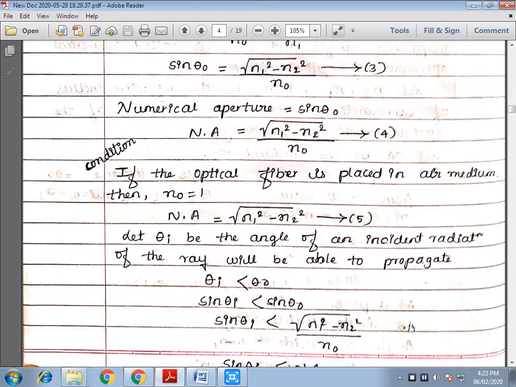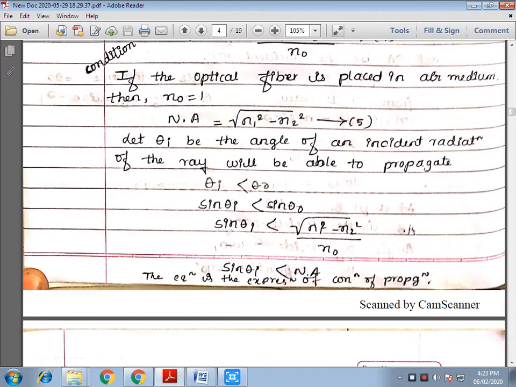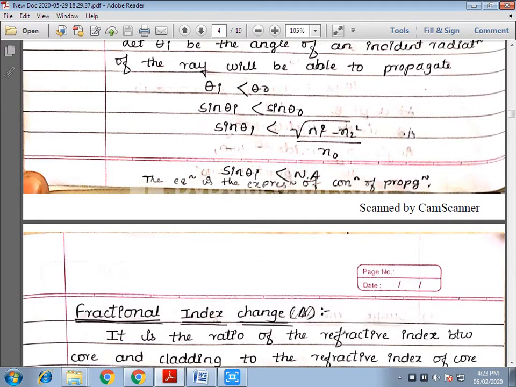If the optical fiber is placed in an air medium, then n naught is equal to 1. Numerical aperture can be written as root of n1 square minus n2 square. That is equation number 5. Let theta I be the angle of incidence of the ray that will be able to propagate. Theta I is less than theta naught, so sin theta I is less than sin theta naught. Sin theta I is less than root of n1 square minus n2 square divided by n naught. Then sin theta I is less than the numerical aperture. This is the condition for propagation through the optical fiber.